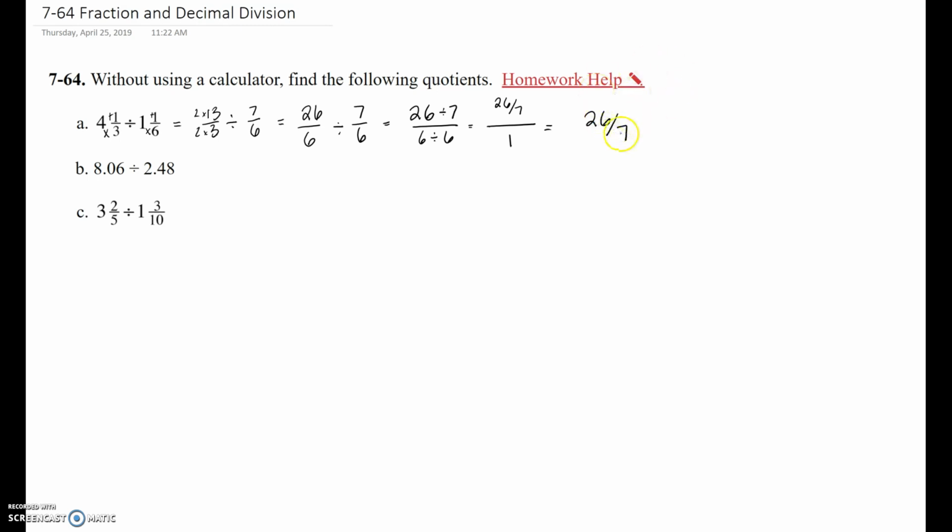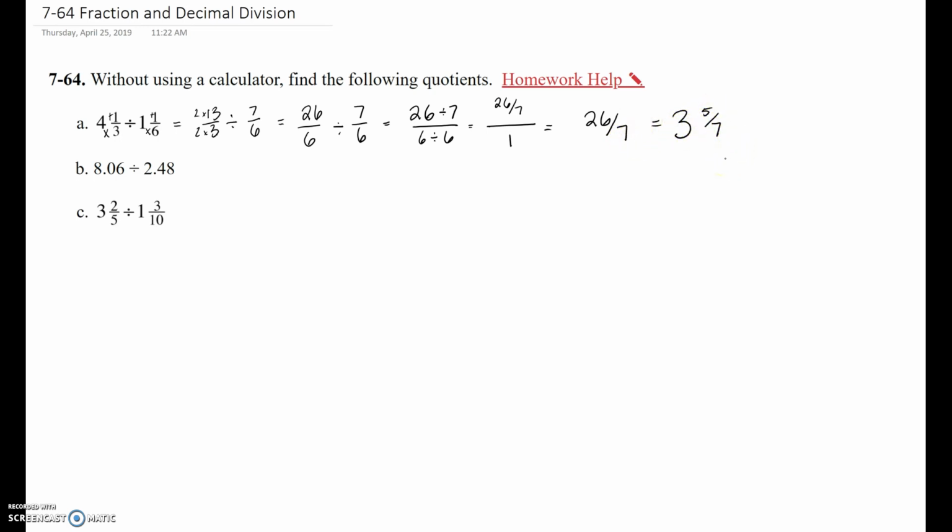I can convert that back to a mixed number. How many 7s are there in 26? There are 3, and 5 left over, 5/7 left over. So 3 times 7 is 21, and then 5 more is 26.